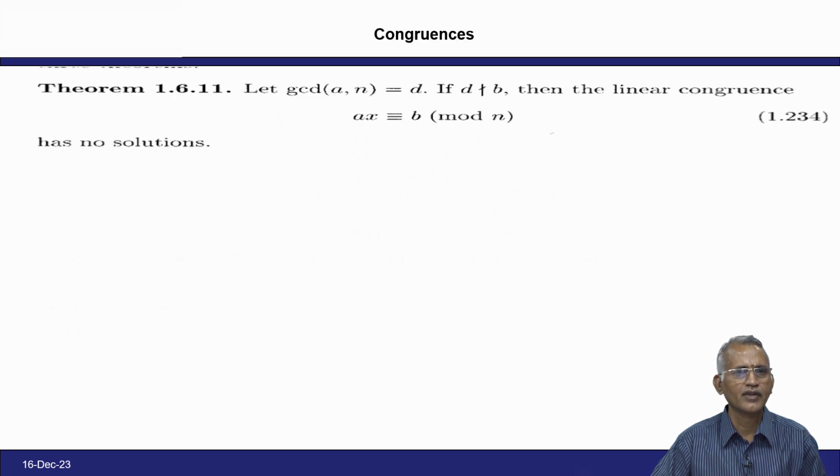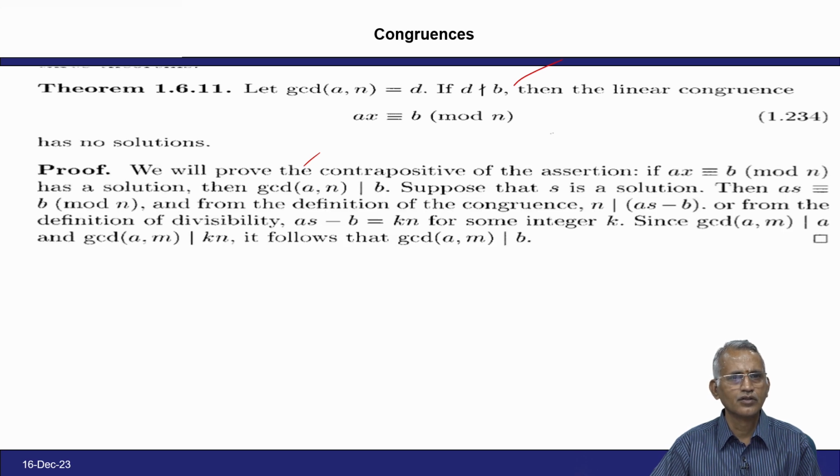Based on that we have a theorem: the greatest common divisor of a comma n equals d. If d does not divide b, then the linear congruence ax congruent to b under modulo n has no solution. So, if d does not divide b, it is very difficult to find a solution to this equation. We prove this theorem by the contrapositive: if ax congruent to b under modulo n has a solution, then the GCD of a comma n divides b.